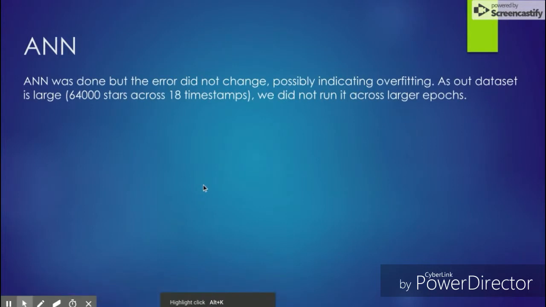Artificial neural network was done, but since the error did not change for epochs 5 to 30, it indicates overfitting, and since the data set was large, more epochs were not done.